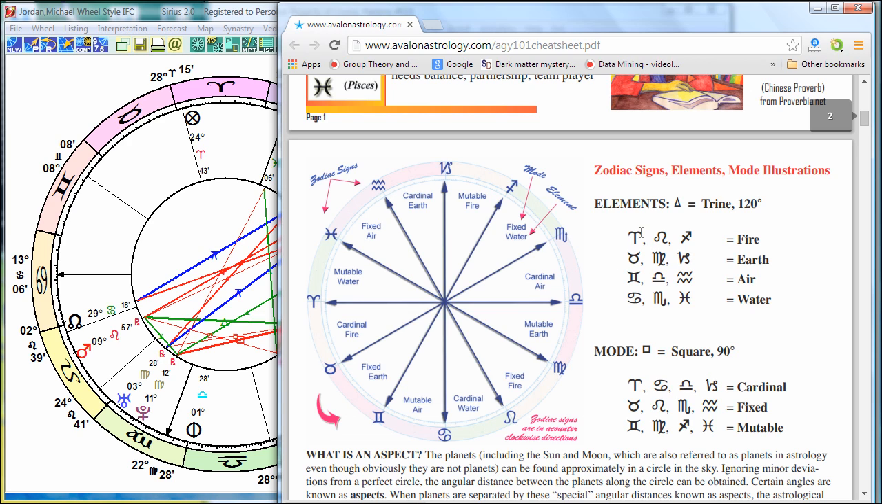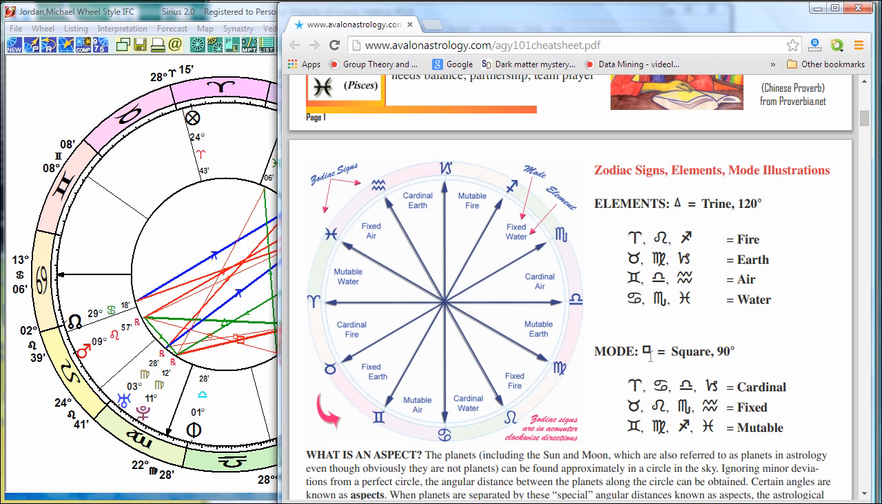And then the signs are arranged. Some are fire, some are earth, some are air, some are water. And which means exactly what you think it means. Fiery means energetic, earth is down to earth, air is mental, communicative, water is emotional. So Cancer, Scorpio, and Pisces are all emotional in different ways.